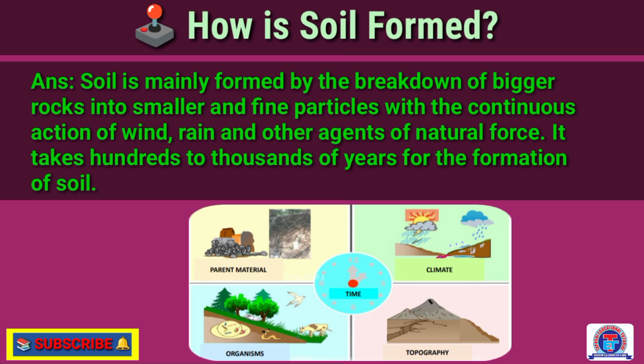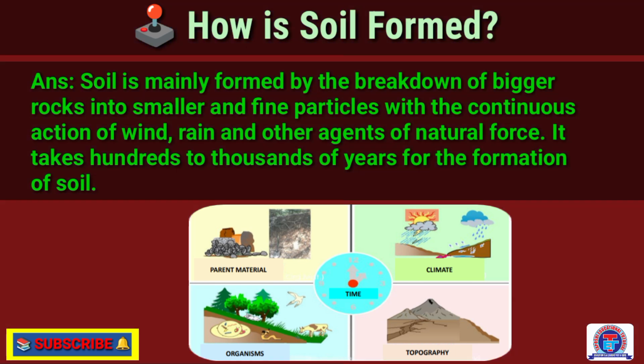Now we understood how soil is formed. Soil is mainly formed by the breakdown of bigger rocks into smaller and fine particles with the continuous action of wind, rain and other agents of natural force. It takes hundreds to thousands of years for the formation of soil, right?